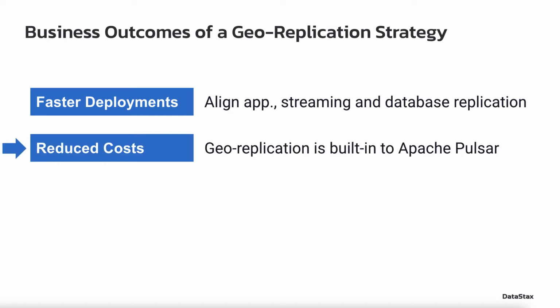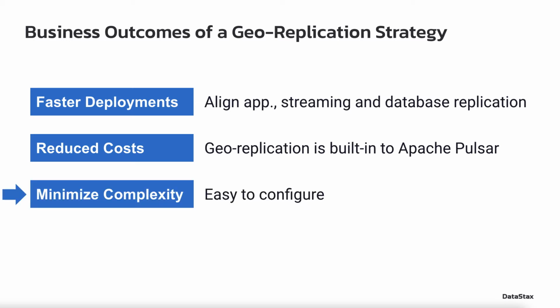Reduce costs. Geo-replication is built into open source Apache Pulsar. This helps unit costs as your data streams grow or expand from on-premise to hybrid cloud or multi-cloud. Minimize complexity. With geo-replication being a straightforward configuration, technical complexity is minimized as the environment evolves.